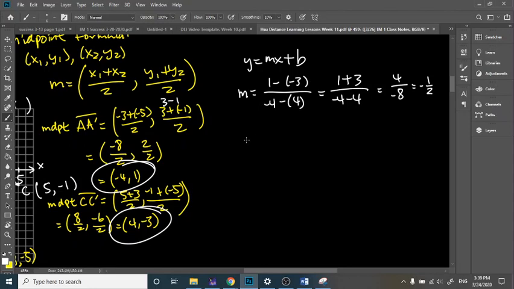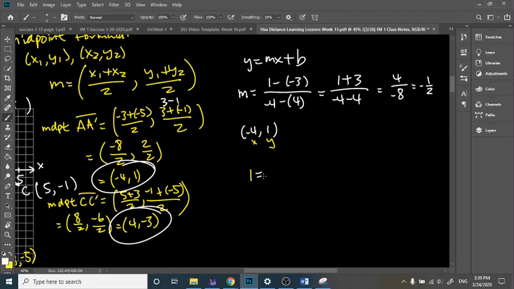Okay, now we need that b value. How would you do that? Reminder, let's just plug one of these into there. Let's just choose the first point. Why not? So we're going to use -4, 1. Remember, that's x, that's y.